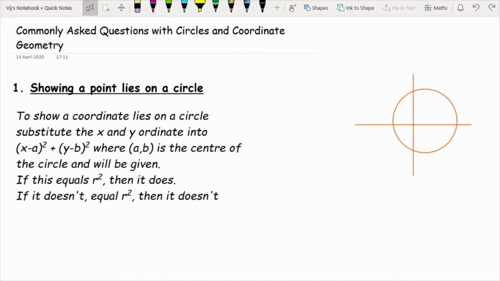So to start us off, we're going to show that a point lies on a circle. To do this, we need to follow these steps. To show that a coordinate lies on a circle, substitute the x and y ordinate into the equation of the circle regardless of what form it's in, and if those values along with your centre coordinates add up to r squared, then the point does lie on the circle, and if it doesn't, then it doesn't.